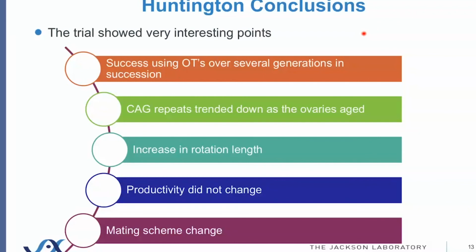And then the mating scheme changed. This allowed us to breed through just one mating scheme. We would not have to utilize male hemizygotes that are going to succumb to this disease for breeding, and we keep a consistent breeding scheme throughout.